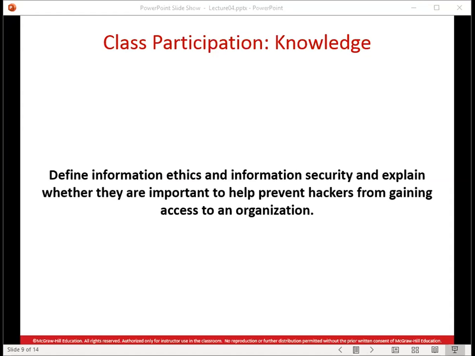Information security is a broad term encompassing the protection of information from accidental or intentional misuse by persons inside or outside an organization. Both are critical to every organization.